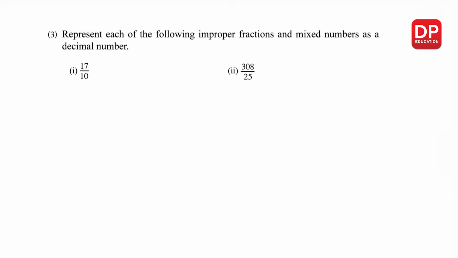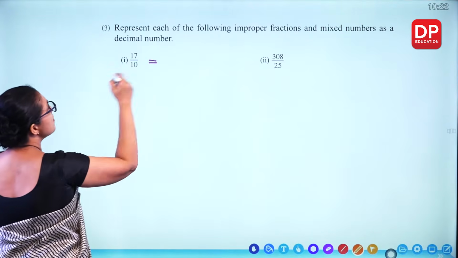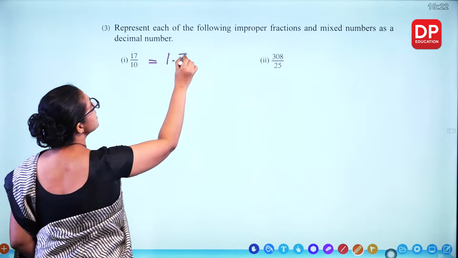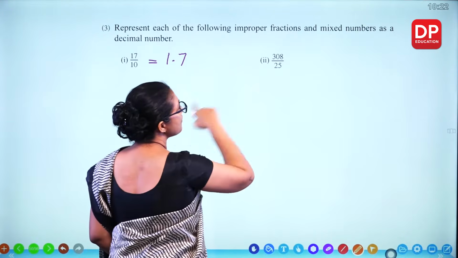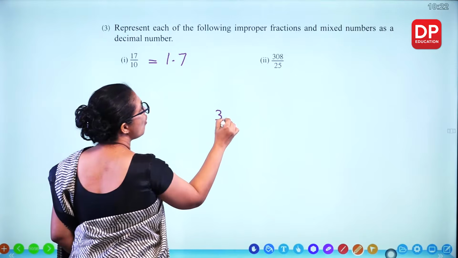Represent each of the following improper fractions and mixed numbers as a decimal number. So what you do? Divide by 10 means keep one decimal place. 1.7. This one 308 divided by 25. So you do long division.